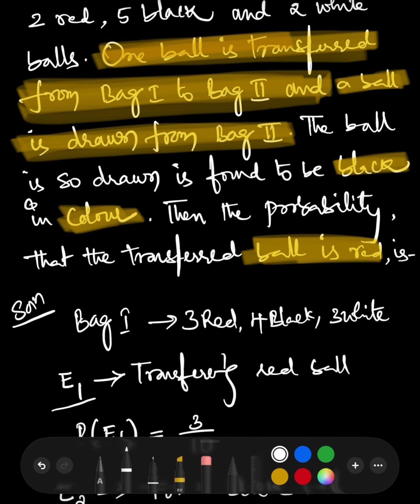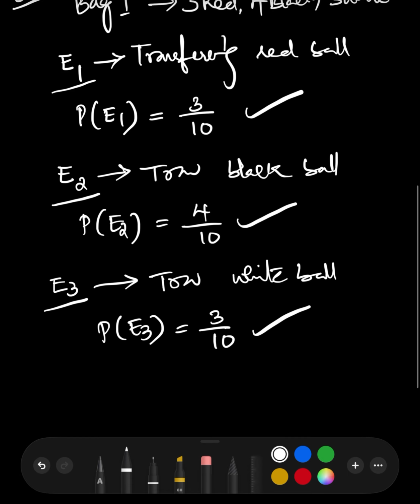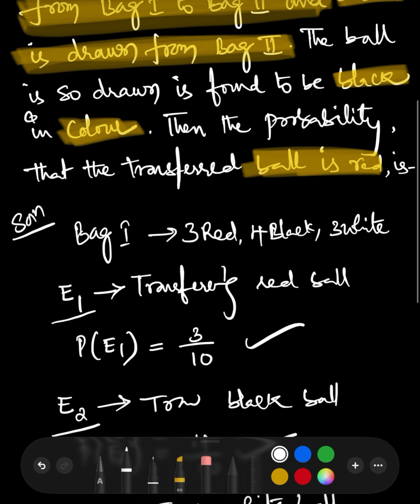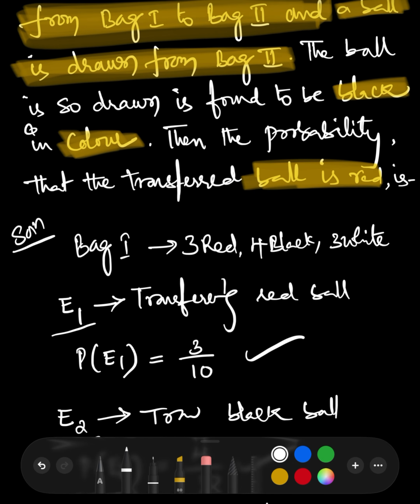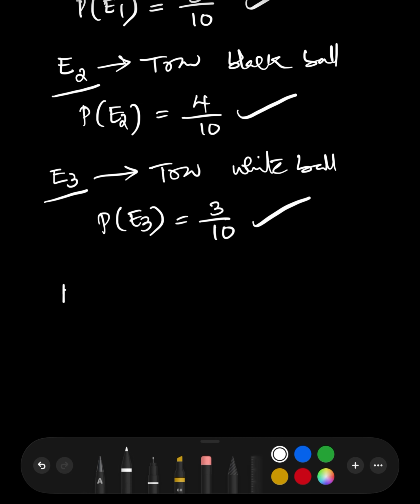After this, transferring a ball is completed. Now a ball is drawn from bag 2. The ball drawn is black in color. From bag 2 we have to select a black color ball, right?